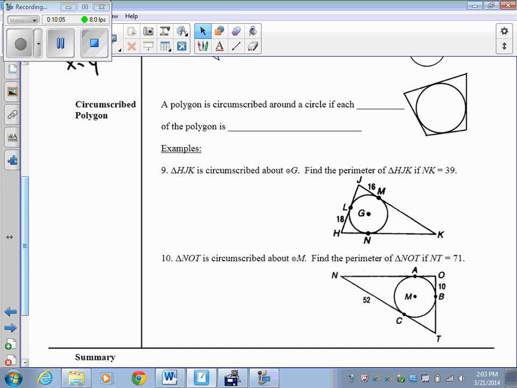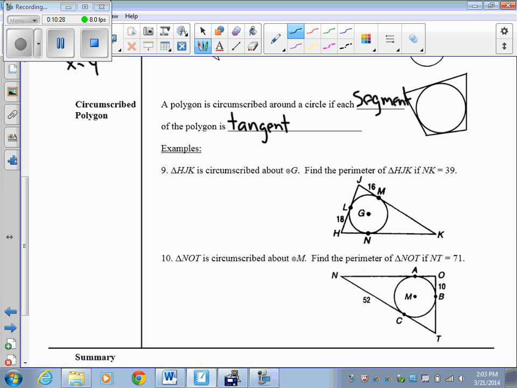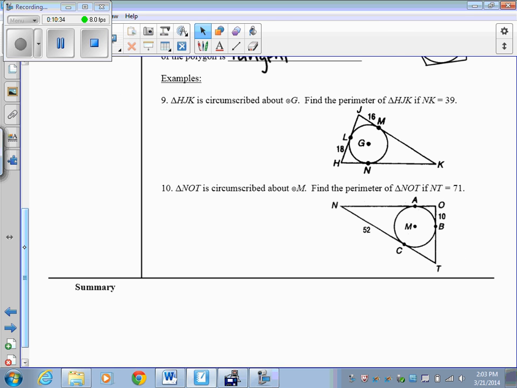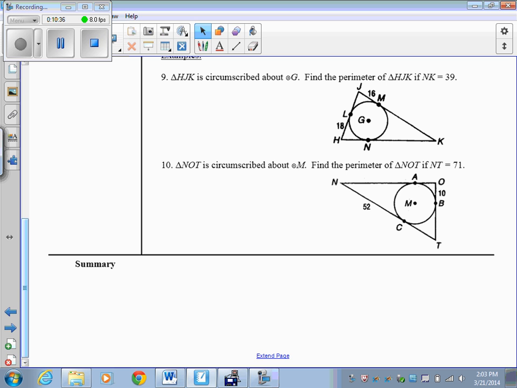We also need to know about circumscribed polygons. It says a polygon is circumscribed around a circle if each segment of the polygon is tangent. So we have 4 segments that are all tangent to the circle. They only touch in one place. So we're asked to find the perimeter of some of these things.